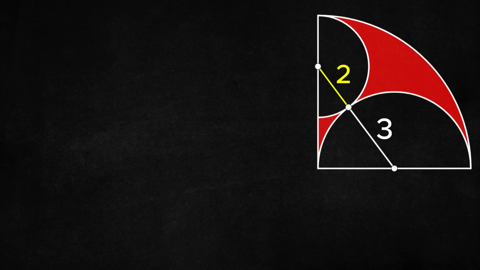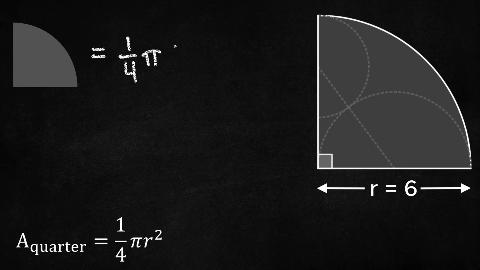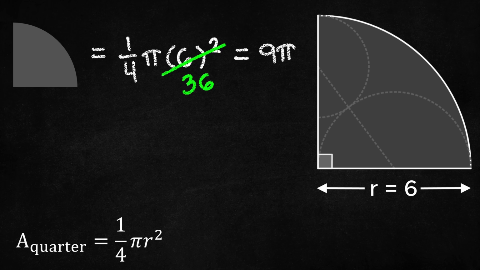The radius of the small semicircle is 2 units long. Now we can solve for the area of the shaded region. We'll start with the area of the quarter circle. The formula for the area of a quarter circle with radius r is 1/4 times pi times r squared. Substitute the radius of the quarter circle, which is 6, into the formula. 6 squared is 36, and 36 divided by 4 is 9. The area of the quarter circle is 9 pi.